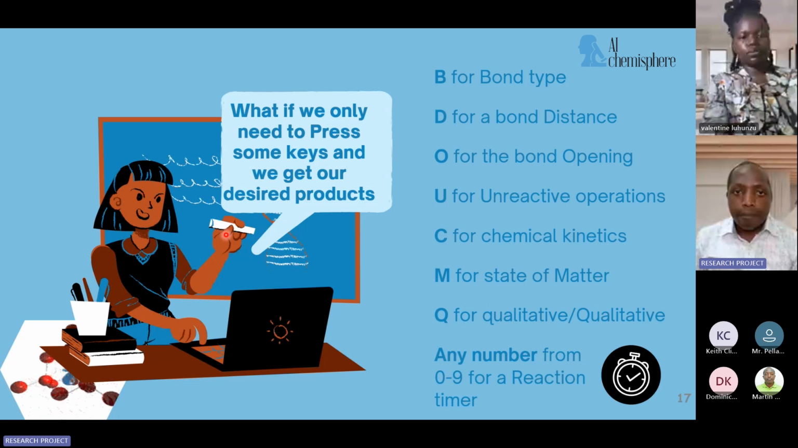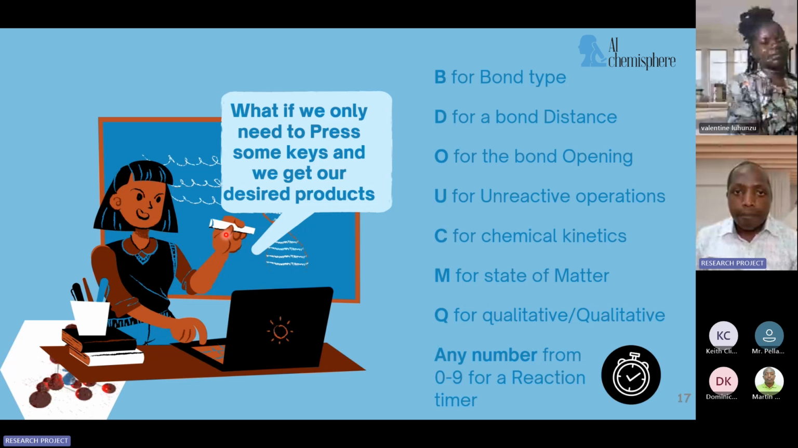And what if we only needed to press some keys on our computers in order to get the desired products? Our life could be very easy, and that could be very promising. For example, if you only want to know the bond type, you press letter B. If you want to know the bond distance, you press letter D. It makes our work easier, and so on. By just pressing any key on the keyboard, you have your results. But it appears very easy from the way I'm explaining it.